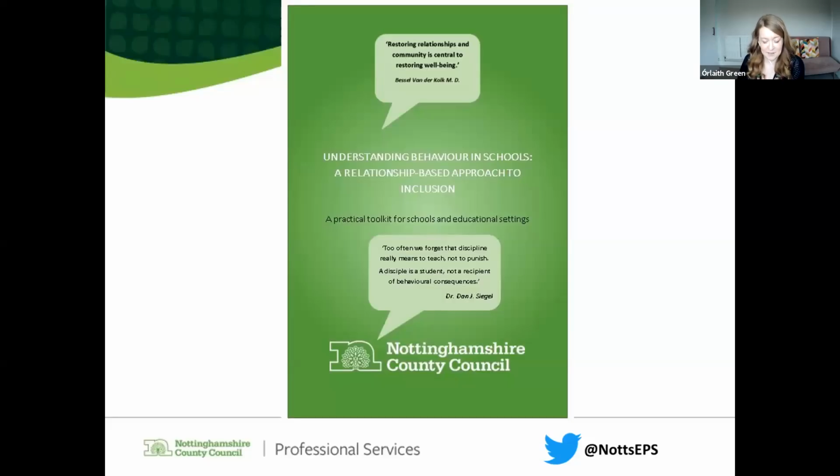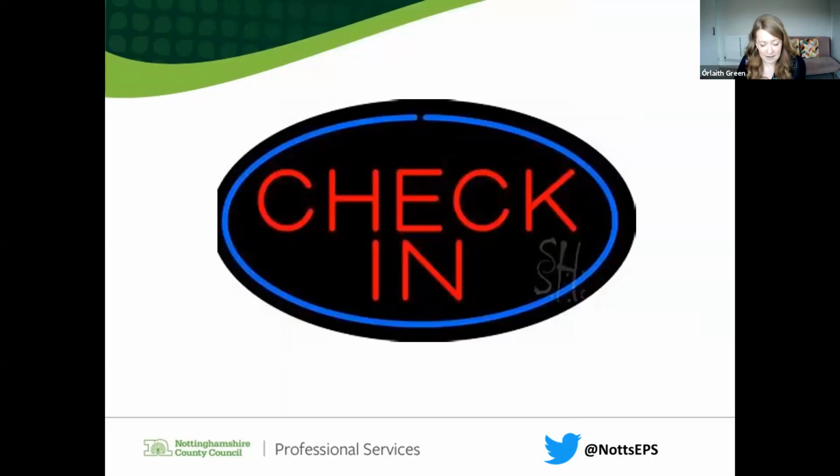Okay, so here we go. So we're introducing the Understanding Behaviour in Schools Toolkit, and this is the plan for the session.